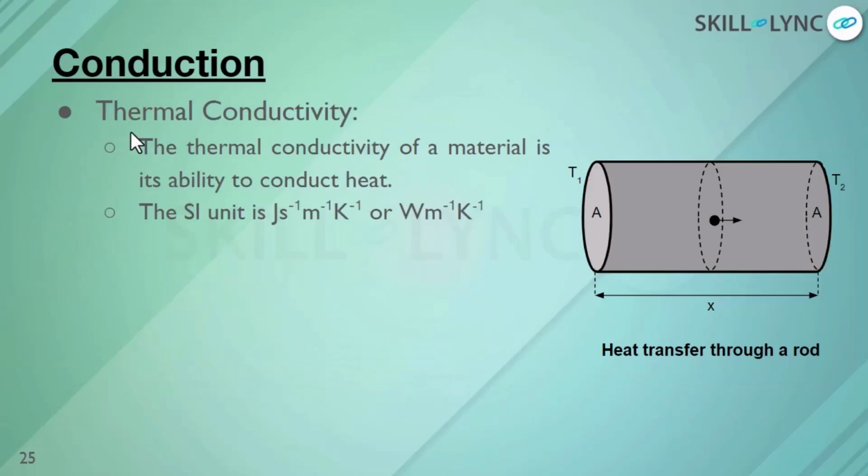Next, we are going to study thermal conductivity. The thermal conductivity of a material is its ability to conduct heat. The SI unit is joule per second per meter per Kelvin. In short, it can also be written as watt per meter per Kelvin.